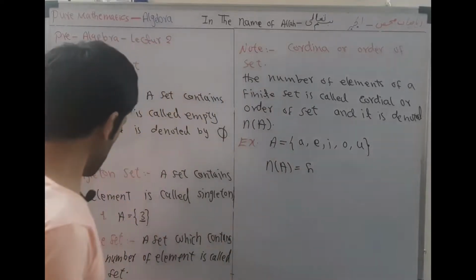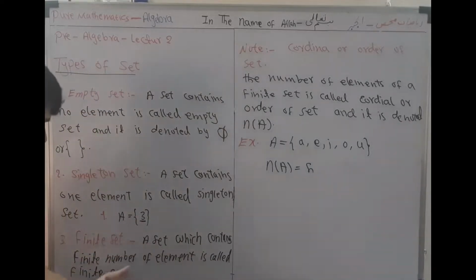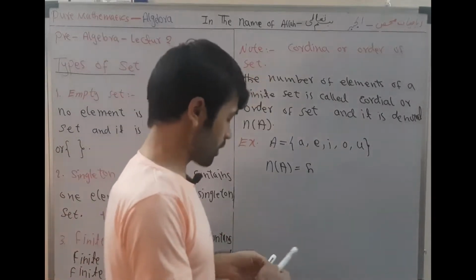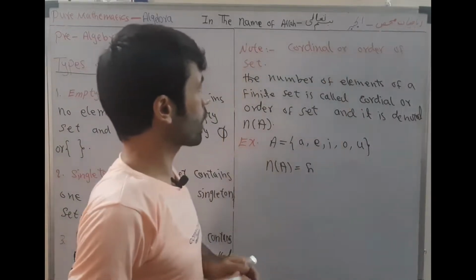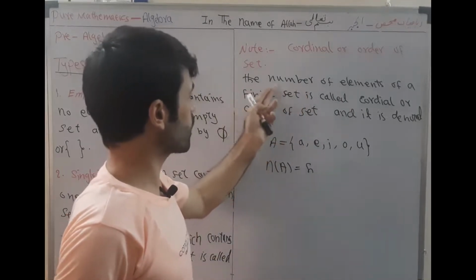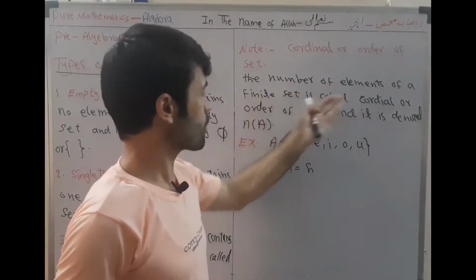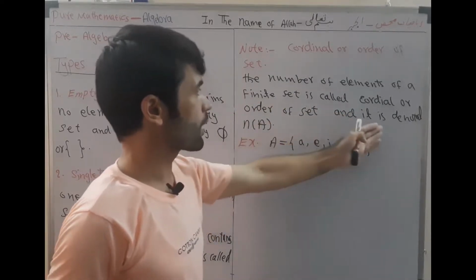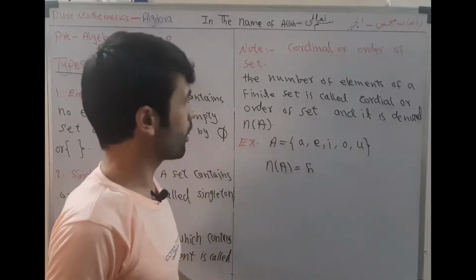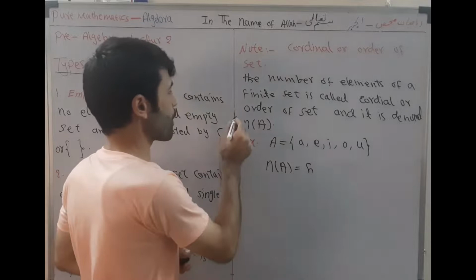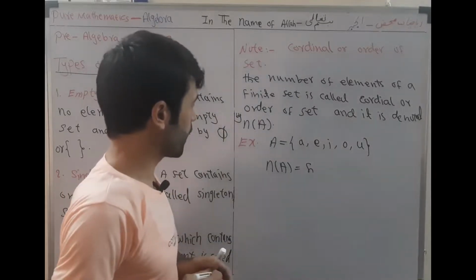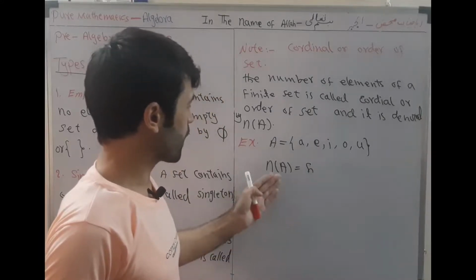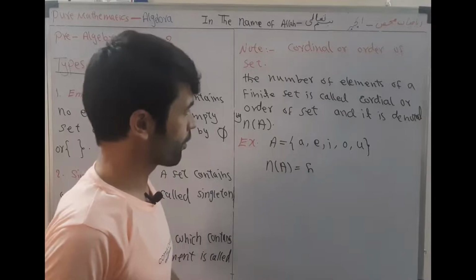It was the finite set. A set which contains a finite number of elements is called finite set. Cardinal of set or order of set is defined as the number of elements of a finite set, and it is denoted by n(A). Example, A is equal to vowel letters, so n(A), the cardinal of this set, is equal to 5.